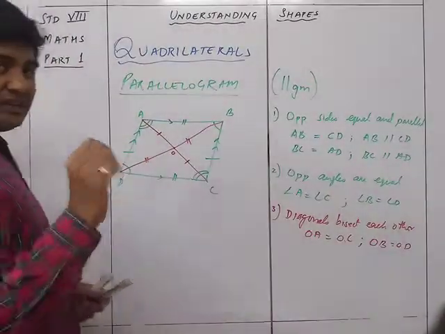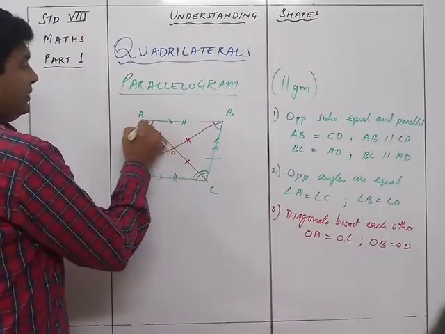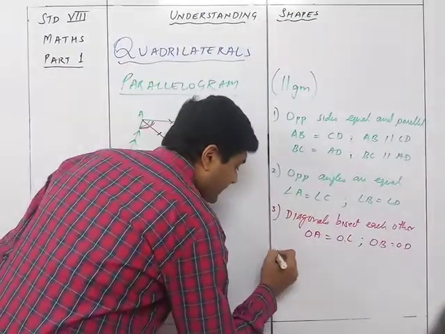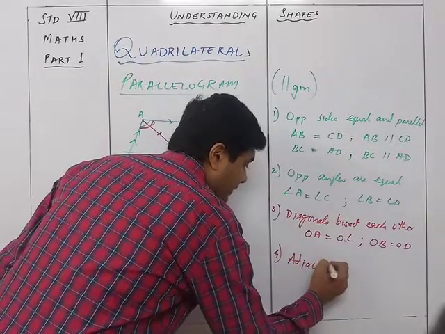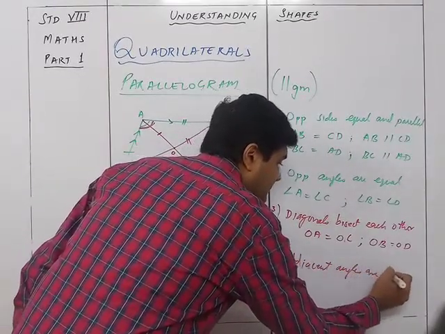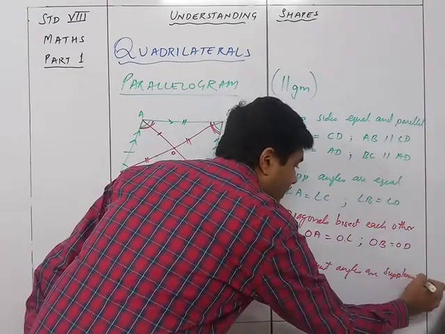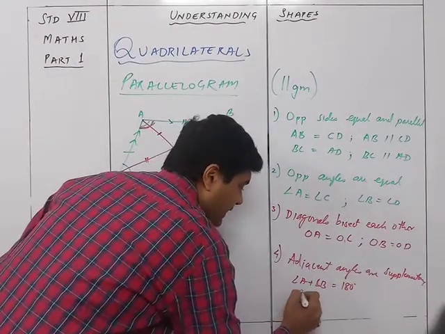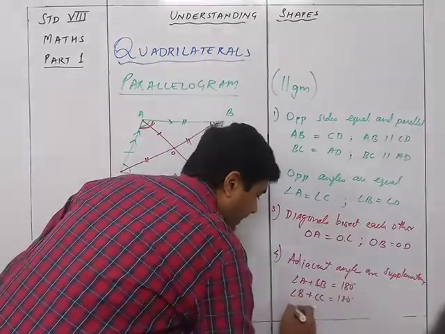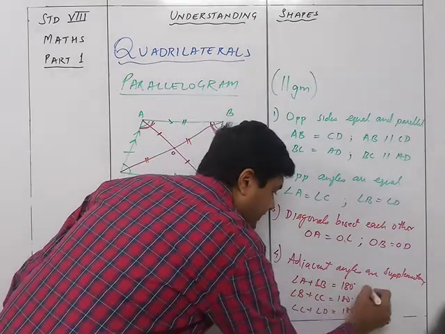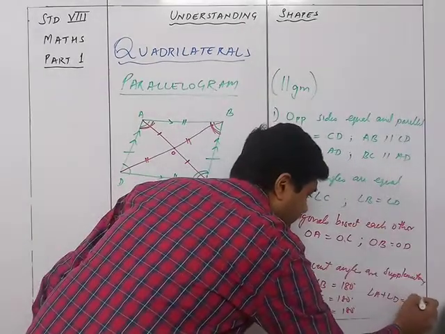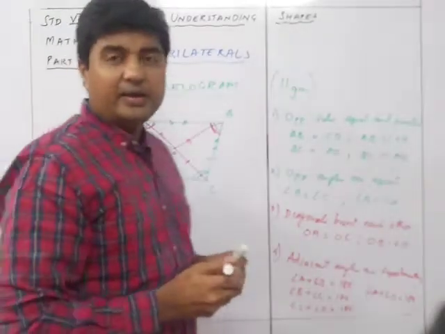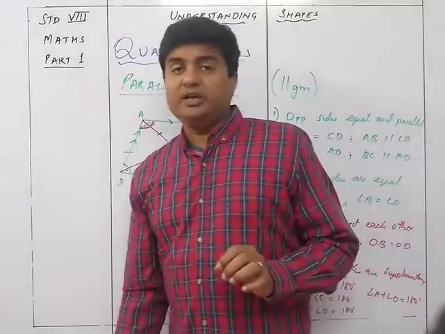The next one we have is that adjacent angles. So this angle over here and this angle over here, they both are supplementary. Okay, so the fourth point is that adjacent angles are supplementary. That means angle A plus angle B is equal to 180 degrees. Angle B plus angle C is equal to 180 degrees. Angle C plus angle D is equal to 180 degrees. And angle A plus angle D is equal to 180 degrees. This plus this 180, this plus this 180, this plus this 180, this plus this 180. Okay, that's the fourth property of the parallelogram.